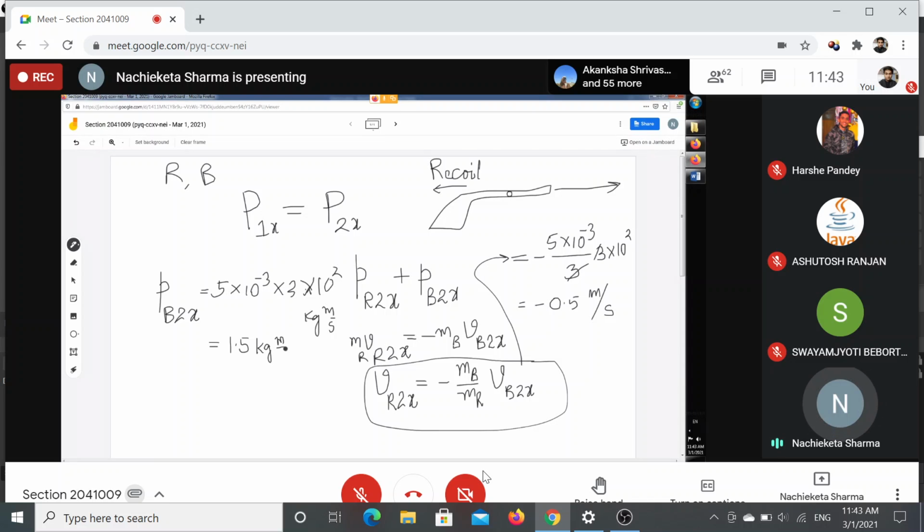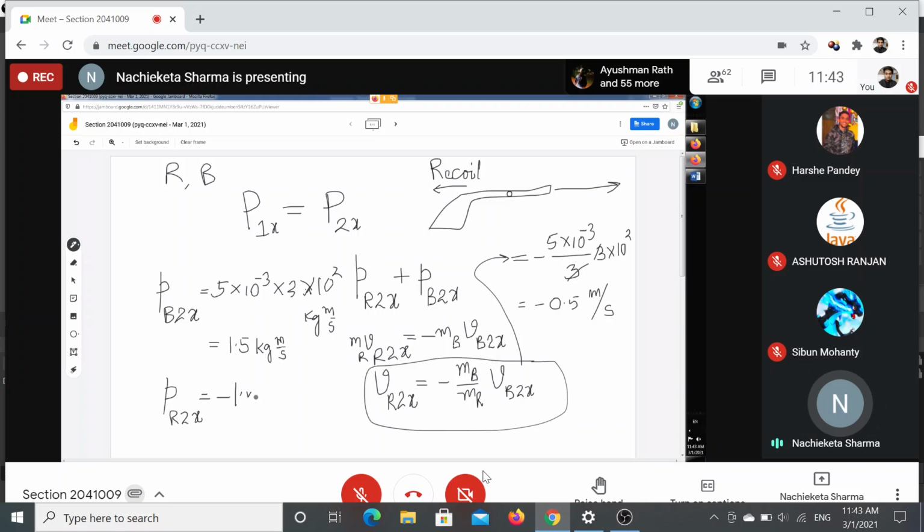Now can you say what will be the final momentum of the gun without calculation? Can anybody say what will be the final momentum of the rifle? Yes, same, 1.5 kg meter per second, minus 1.5, because this P_R2x plus P_B2x, their sum must be 0, because the total initial momentum of the system was 0. So 1.5 should be added with what, so that it will produce 0? It must be added with minus 1.5.